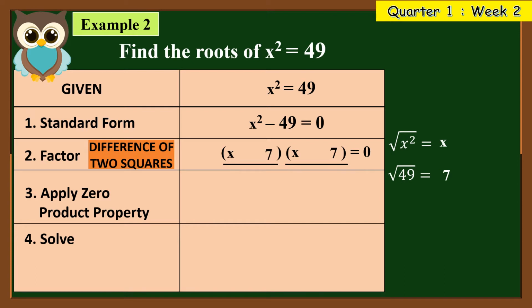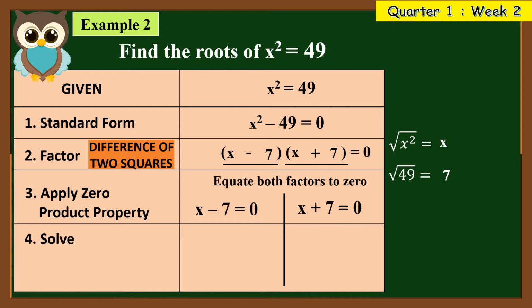For the sign, look at x squared minus 49. We have a positive and a negative sign as the signs of the two binomials, because the product of our last term should be negative. We always have to remember that whenever we multiply a positive and a negative number, the answer is negative. That's why x minus 7 and x plus 7 are the factors of our given quadratic equation, by getting its difference of two squares. Afterwards, we equate both factors to 0. So we have x minus 7 is equal to 0 for the first factor, and x plus 7 is equal to 0 for the second factor.